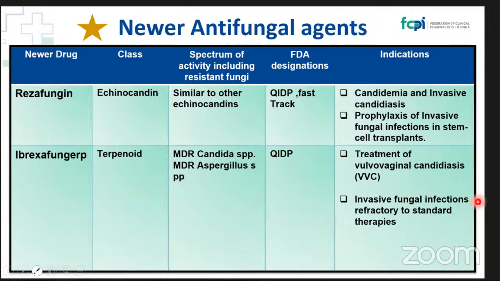And next we have ibrexafungerp, which is a triterpenoid antifungal agent. It inhibits glucan synthase, an enzyme involved in the formation of a fungal cell wall component, that is 1,3-beta-D-glucan. I hope you remember there is an antifungal class which inhibits 1,3-beta-D-glucan synthase, that is echinocandins. So they inhibit that enzyme itself.